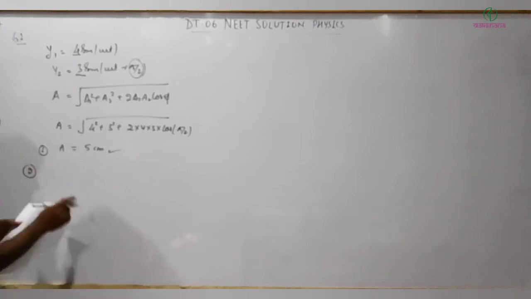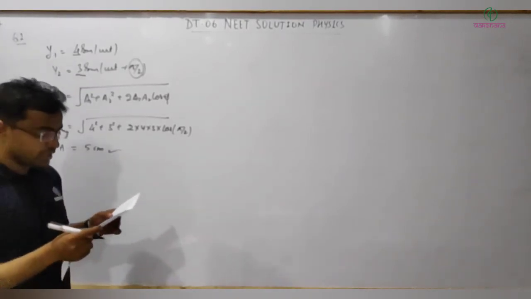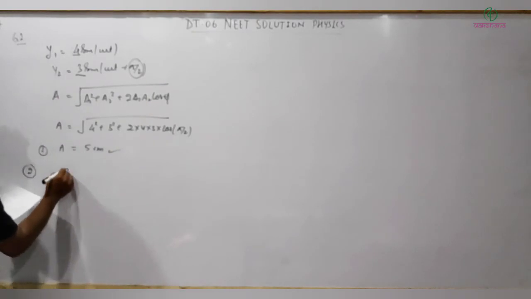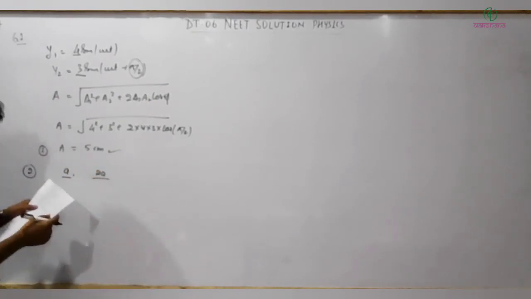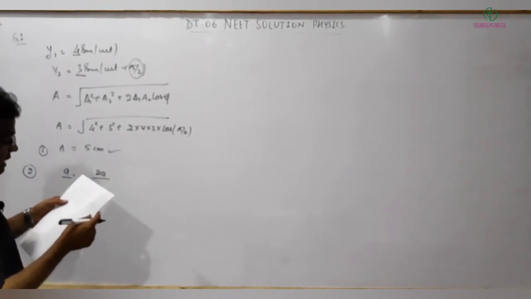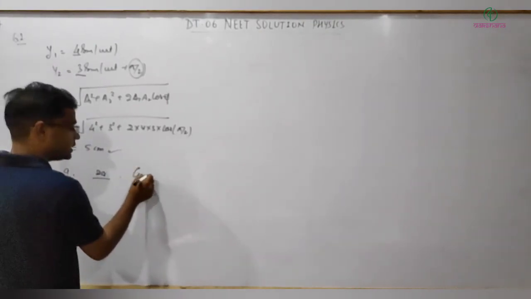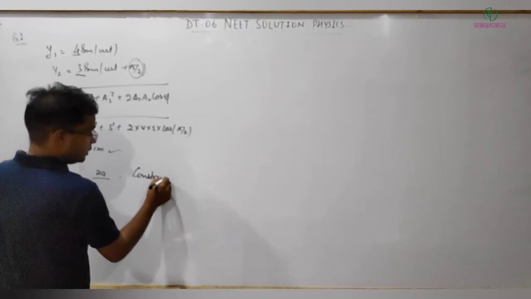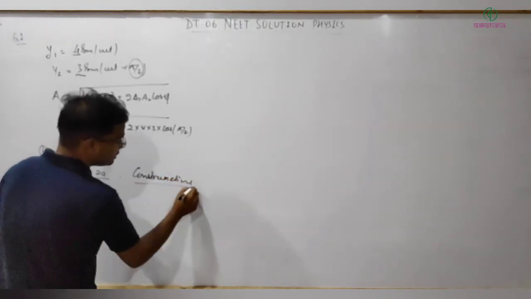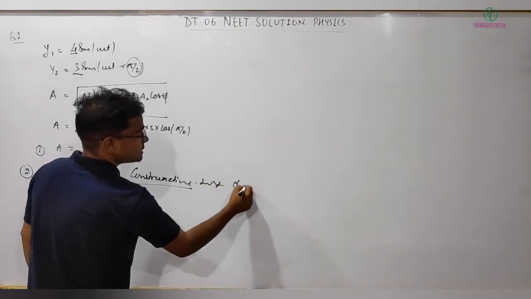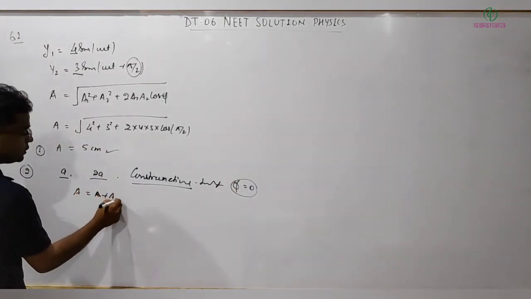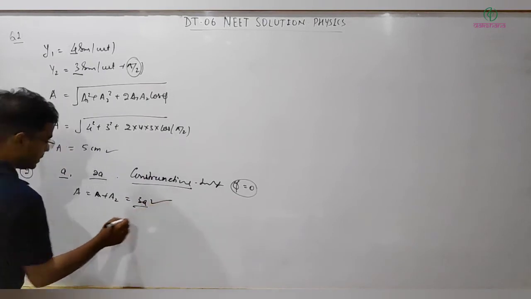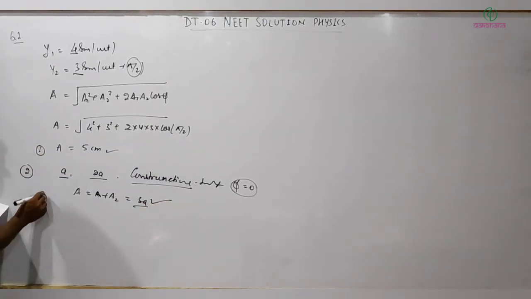Question number 2. The amplitudes of two interfering waves are a and 2a respectively. So the amplitude of one wave is a, another wave is 2a. It asks for the resultant amplitude in constructive interference. Constructive interference means φ is 0. In that case, the resultant amplitude is a1 + a2, which is 3a. This is your answer, which matches the third option.